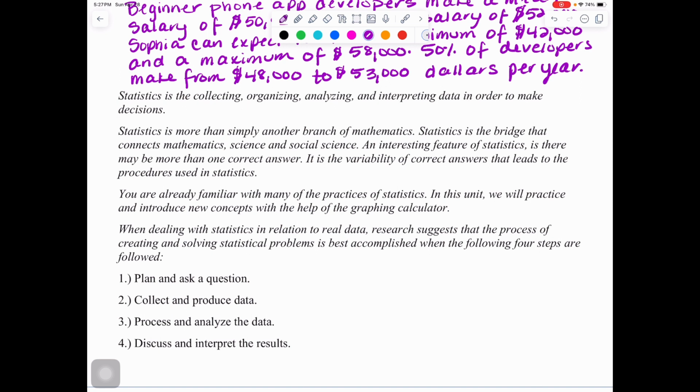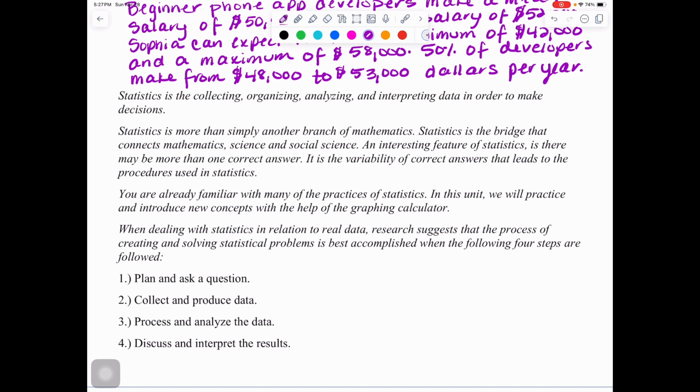In this unit, we will practice and introduce new concepts with the help of the graphing calculator. So you saw what a wonderful job that does of crunching all the numbers for us and giving the information quickly so we can use it. When dealing with statistics in relation to real data, research suggests that the process of creating and solving statistical problems is best accomplished when the following 4 steps are followed.